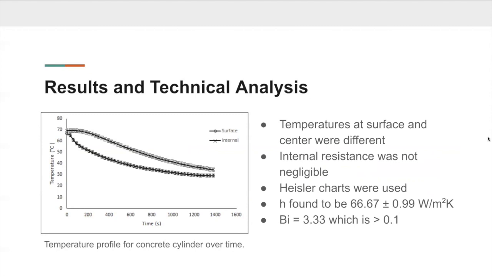So because of this, internal resistance was not negligible, and we had to use the reference charts to find what the convective coefficient would be. And from these charts, it was found that the convective coefficient was 66.67 watts per meter squared Kelvin. And from this, the Biot number was calculated to be 3.33, which is greater than 0.1. And this again confirms that the Heisler charts were the correct method to use.